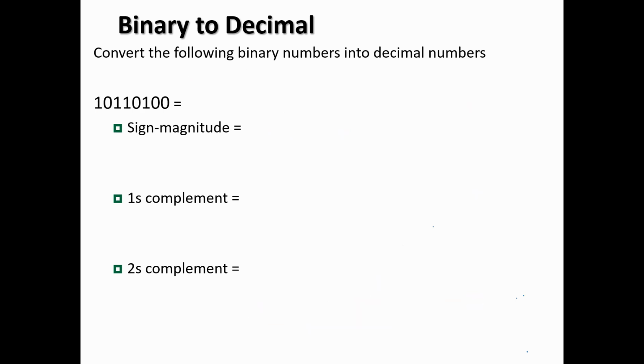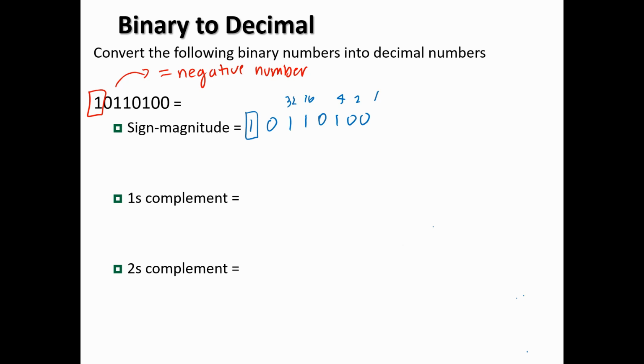Let's do another example. So again, first thing, remember, look at the first bit. That's a negative number. And so now, if it's a sign and magnitude, we just copy 1, 0, 1, 1, 0, 1, 0, 0. So 1, 2, 4, 8, 16, 32. And this tells us that's a negative. So 32 and 16 and 4. So 52. So that's a negative 52. Just gonna put it on the left side.